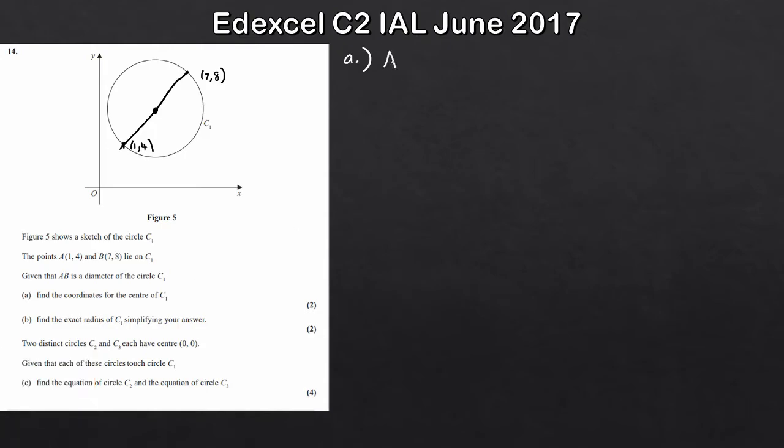So AB midpoint, well, that'll simply be the average of the 2 points. So that's going to be 1 plus 7, the x coordinates added together and divided by 2. Do the same for the y coordinates, so 4 plus 8 divided by 2. So 1 plus 7 is 8, divided by 2, we get 4. And then 4 plus 8 is 12, divided by 2, we get 6. So what we know then is that the midpoint here is 4, 6.